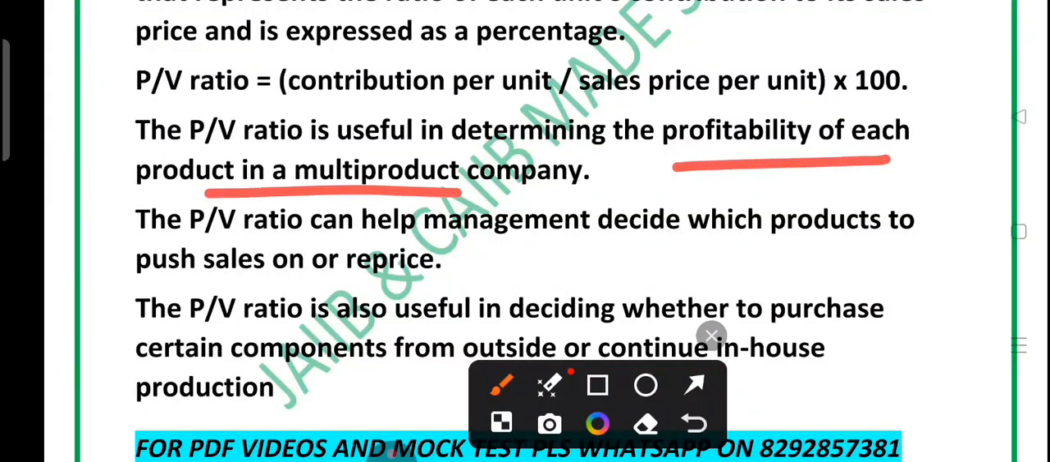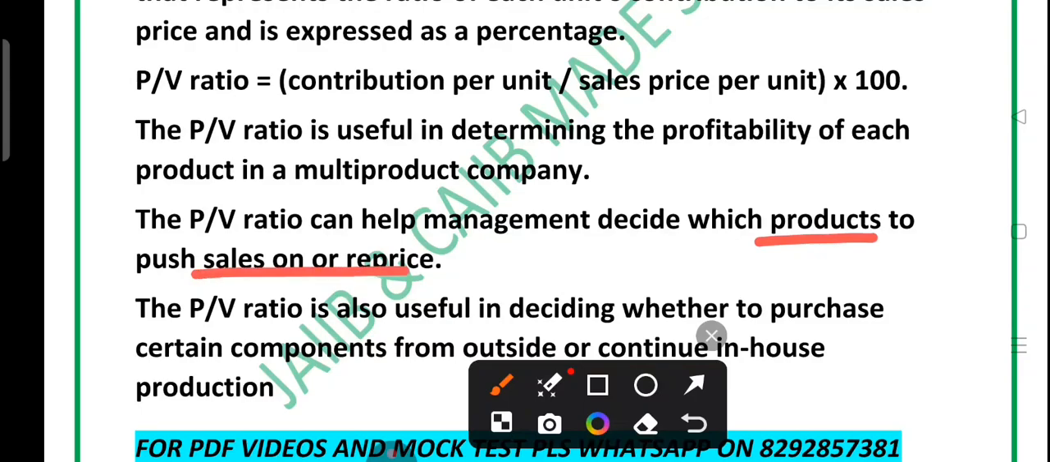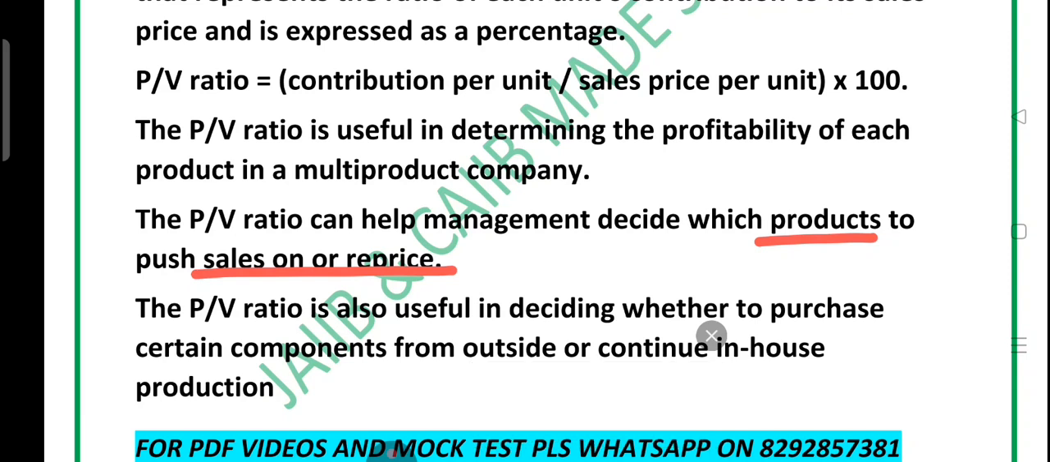Suppose a company is producing multiple products. So they want to know which product is more profitable. So using this P/V ratio, they can determine it. Second thing, management can decide whether to push the sale of a certain product or to reprice it. So they can decide which product to push sale or reprice. And third, it can help in decisions like should we buy a component from outside or keep production in-house. So should we outsource or should it be in-house?